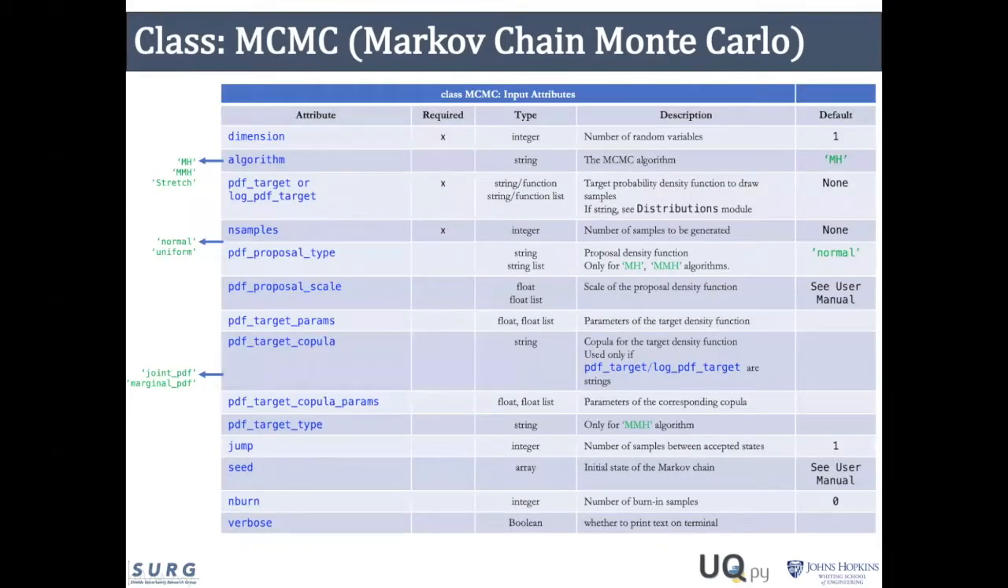So here we summarize the input attributes of the class MCMC. The first thing that's important is dimension. Basically, the dimension is the dimensionality of your random variable X, and so it's very important that you set that right. I've talked about the two other required input attributes, which are either log PDF or log PDF target, as well as n samples.